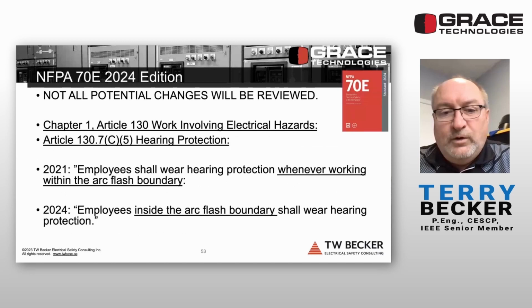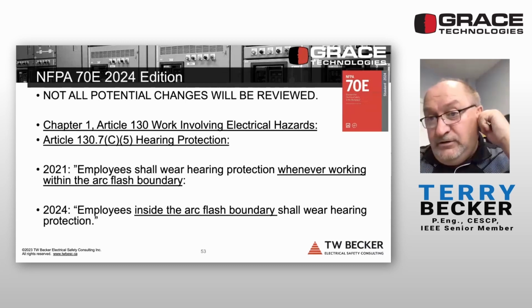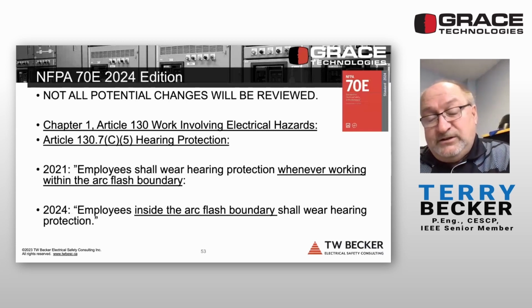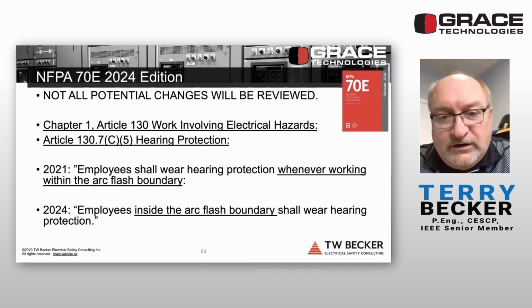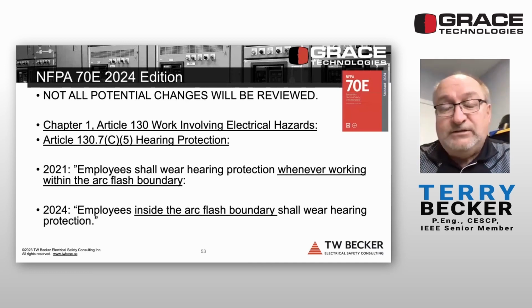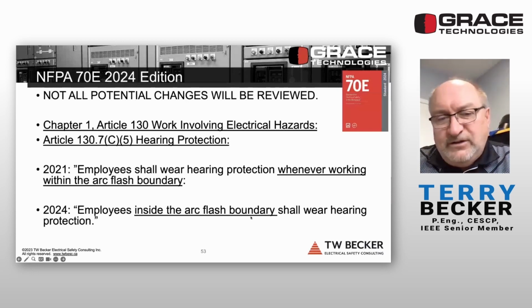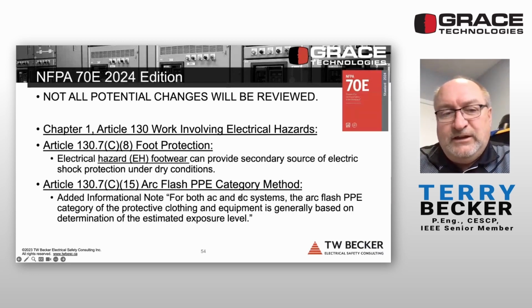Article 130, again, work involving electrical hazards, hearing protection. It just clarified that when you're within the arc flash boundary and about to do an energized electrical work task, minimum canal insert earplugs, right? Employees inside the arc flash boundary shall wear the hearing protection required, because you're going to go in the boundary, get to the working distance, and do the work task, which can cause an abnormal arc fault. Therefore, you need hearing protection. So again, just language clarity, but that always should have been the case.